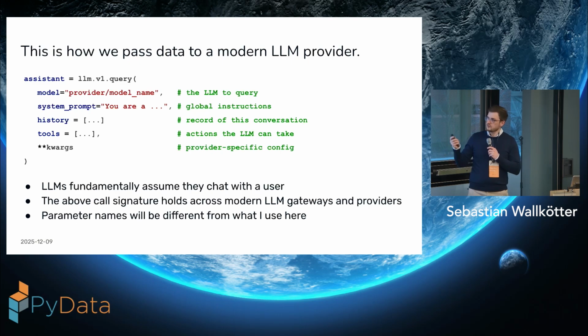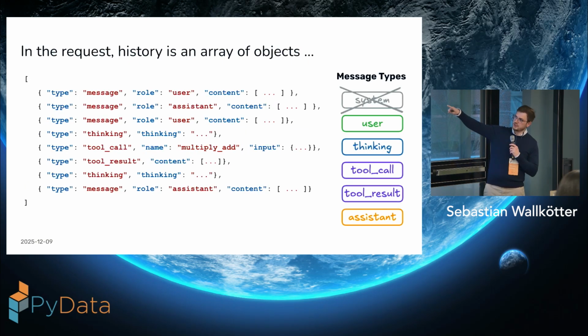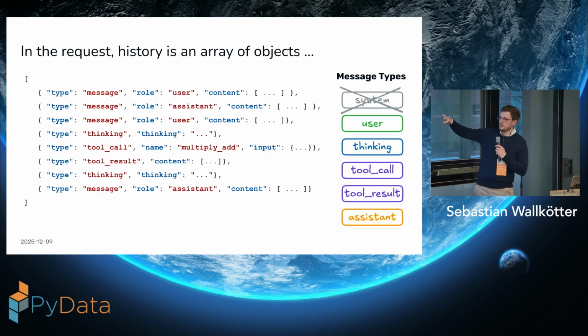If we zoom in a bit on the history, then you can see that the history is essentially an array of objects. And there are different types of objects depending on what kind of message has been passed back and forth. And I would say there are 5 important types of messages that are relevant for us here. The first one is the user message. Then we have thinking, we have the tool call and the tool result, and the assistant message. And what they do is kind of self-explanatory. But what is important for us is that there's a very strong assumption about the order in which these objects will appear in the list.